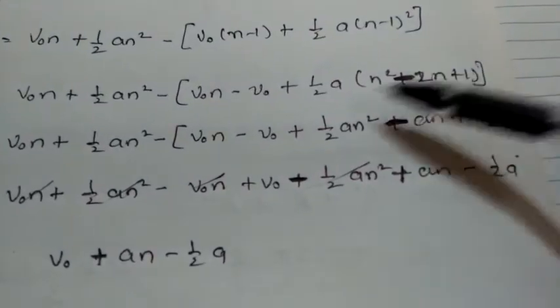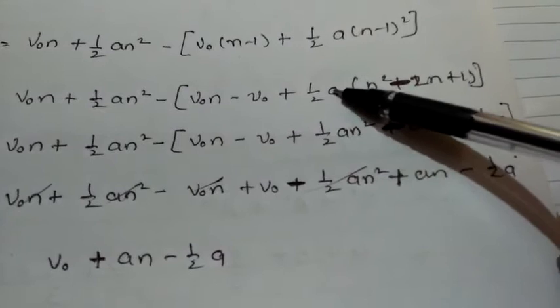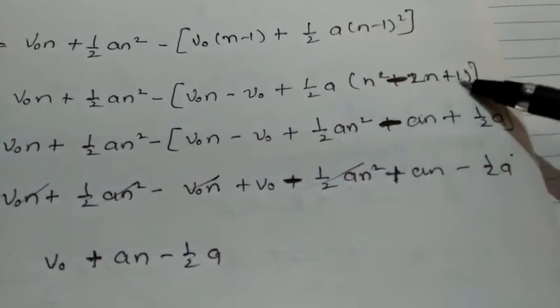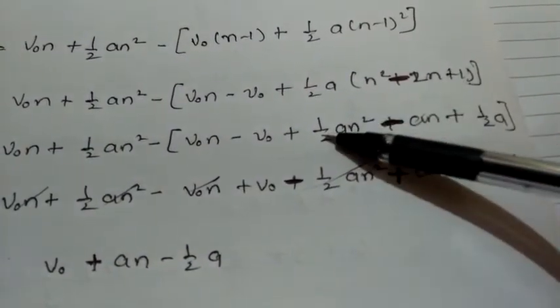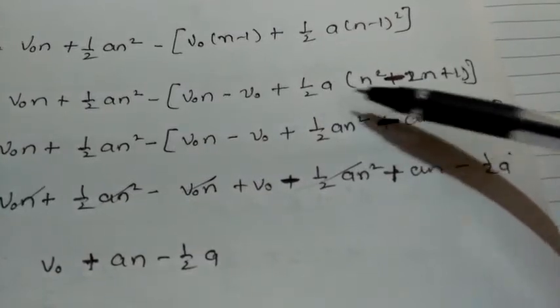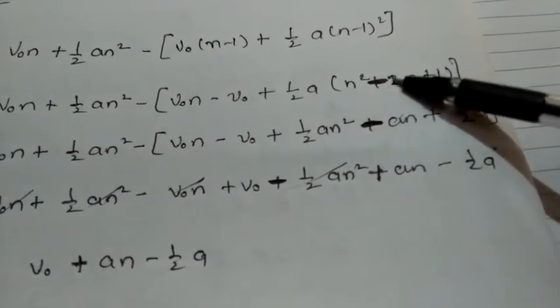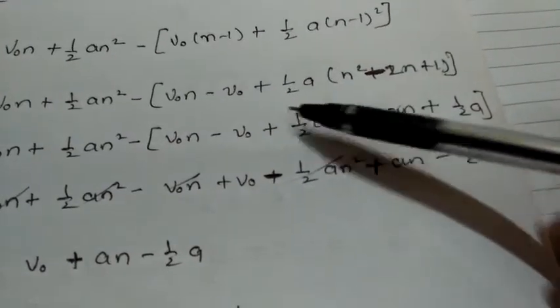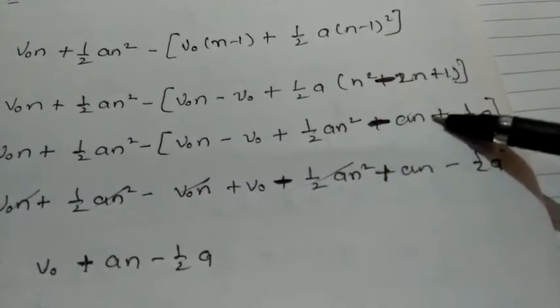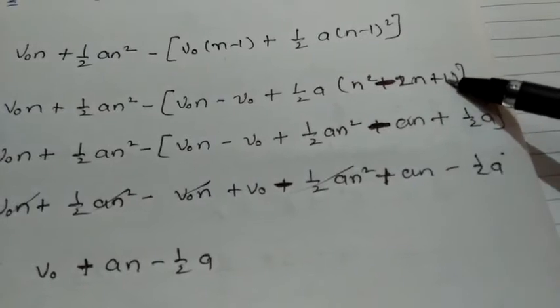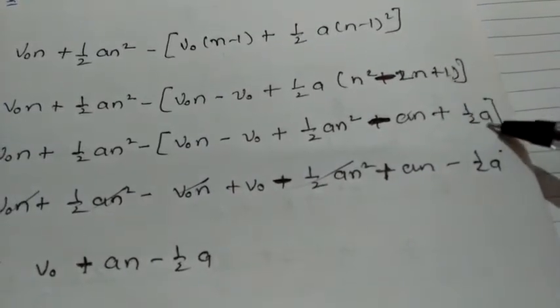After opening this bracket, we have multiplied half a with this whole bracket. So here we get half a n square. When we multiplied half a with minus 2n, this 2 and 2 get cancelled, so we have only minus a n. When we multiplied it by 1, we have half a.